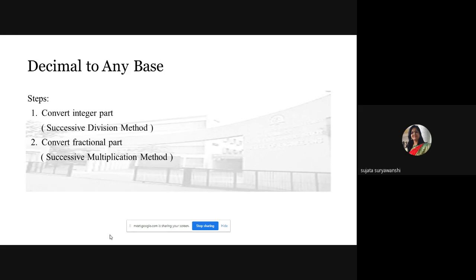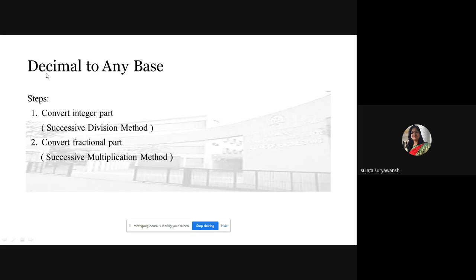Okay, so now we'll see how to convert the decimal number system to any base. Means what? Decimal to binary, decimal to octal, and decimal to hex, like this. So how will you convert it? There are two different steps for this conversion. First is converting the integer part and second is converting the fraction part.